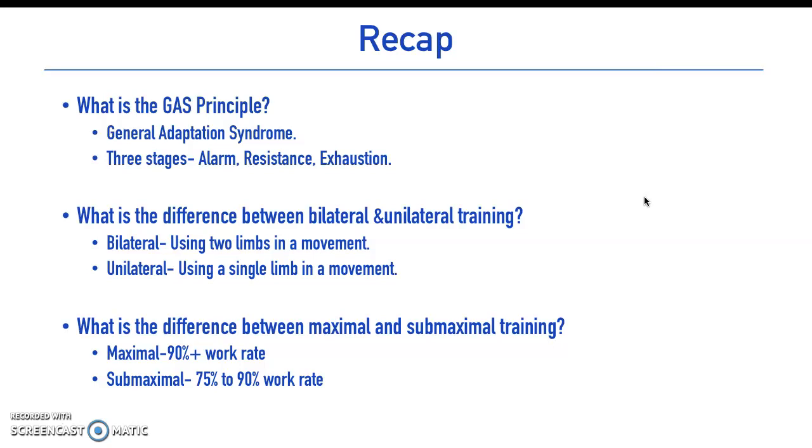So maximal training, we're looking at 90+% of our work rate, or our 1 rep max. And the same goes for the sub-max. You're working from 75 to 90% of your work rate, or what we call a 1 rep max.